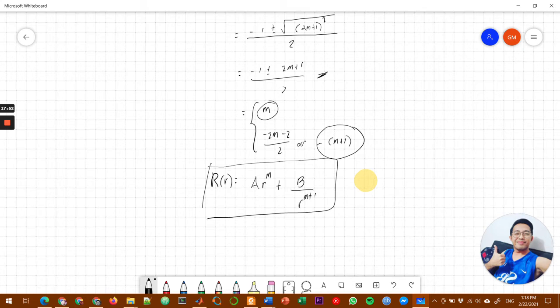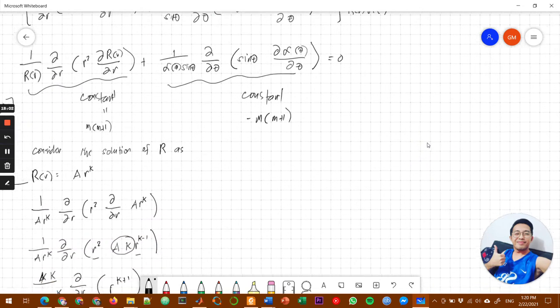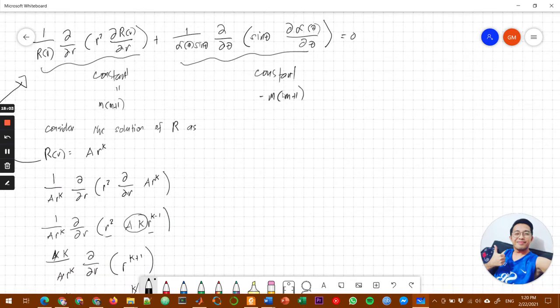Then we'll consider the second part, okay? This one, the angular part. For the angular part, we have this: 1 over alpha of theta sine theta.